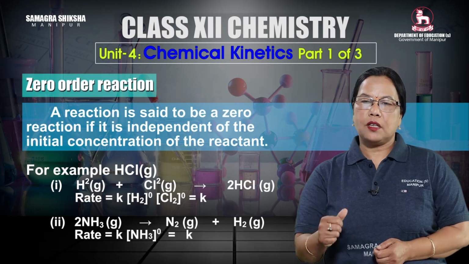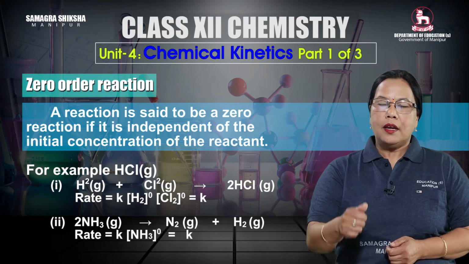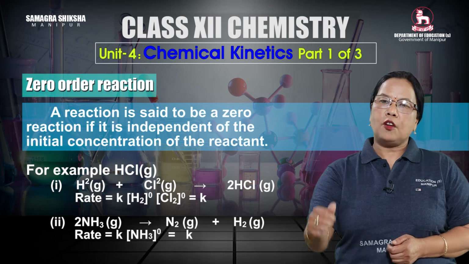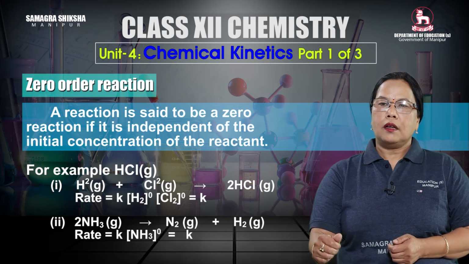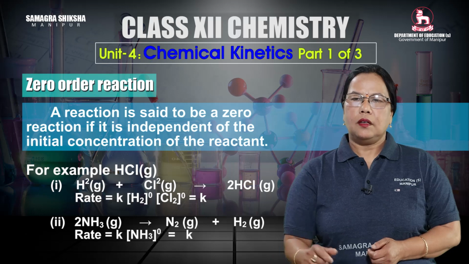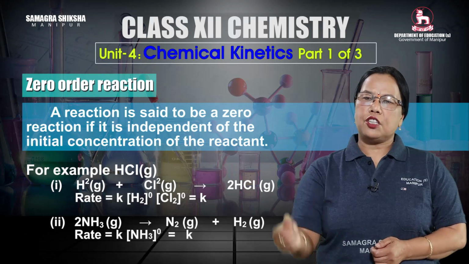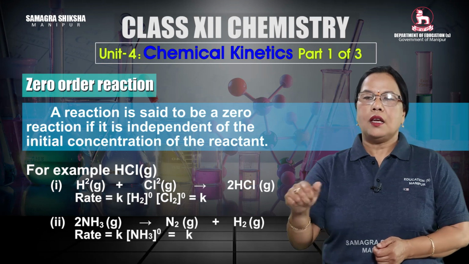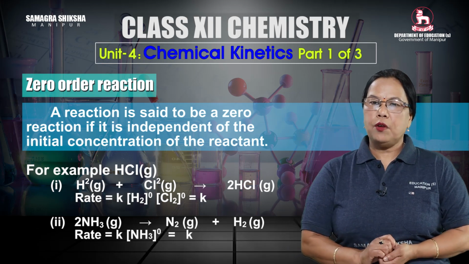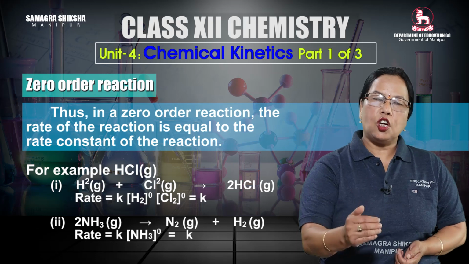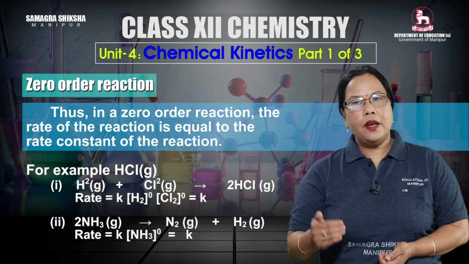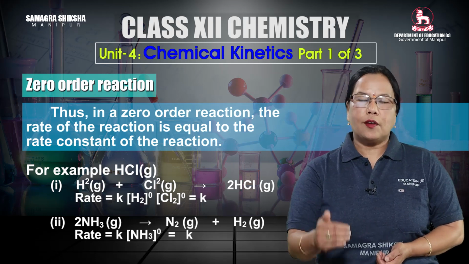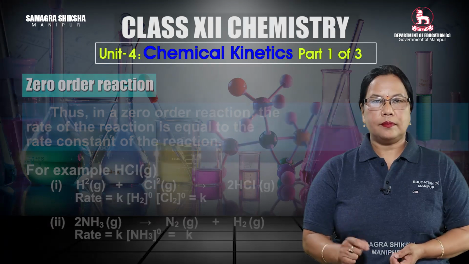The rate is independent of the concentration of hydrogen as well as the concentration of ammonia. Thus, in a zero order reaction the rate of a reaction is equal to the rate constant of the reaction.